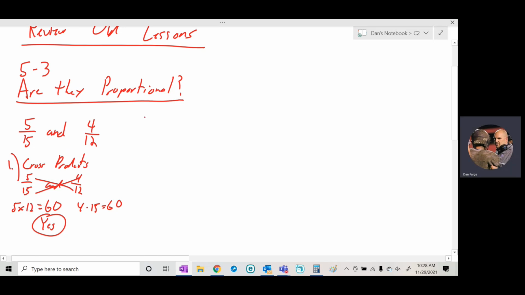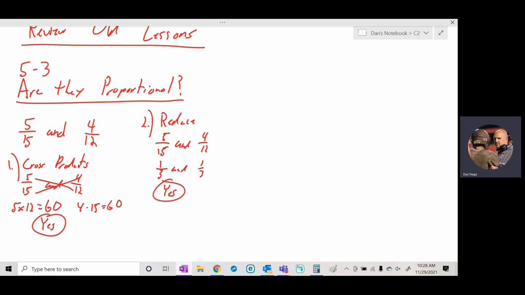There's a second way that we could do these. Anyone remember a second way? Yeah, we can reduce them like fractions. Let's reduce 5/15 and 4/12. This reduces down to 1 over 3, and then 1 over 3. Since they reduce to the same thing, our answer is still yes. If they reduce to different fractions, or different ratios, our answer would be no.